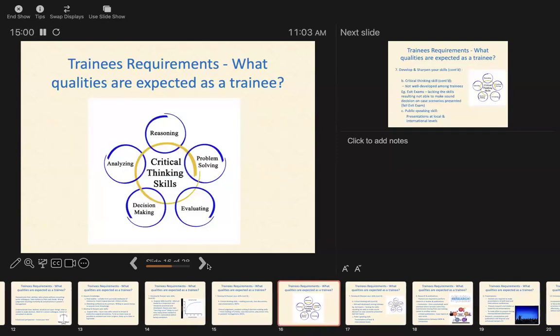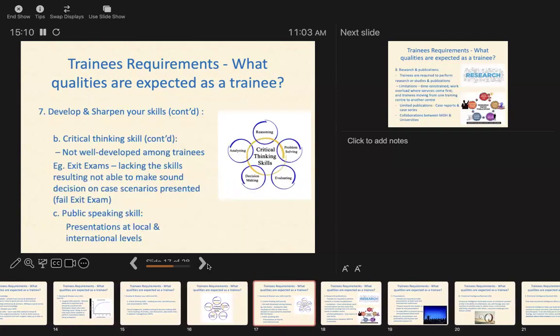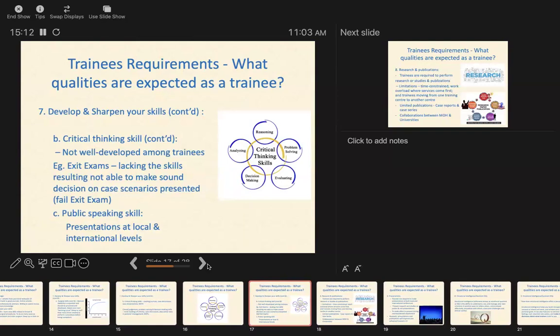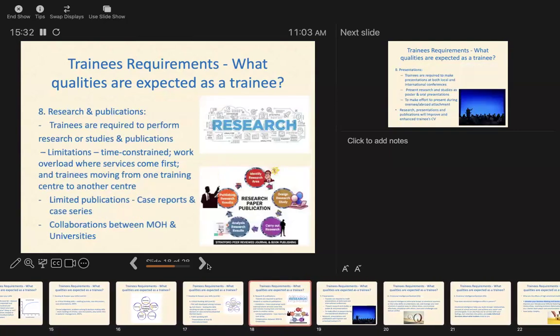Okay, you can see from this diagram, critical thinking skill involve a lot of reasoning, problem solving, evaluating, decision making, analyzing, right? Okay. I already mentioned it just now, lacking skills to make sound decisions in case scenarios presented in exams, right? Already mentioned. And of course, you need to hone your public speaking skill because of the presentation at local and international level. Again, thankfully already highlighted by Dato and Prof. Shahrun.